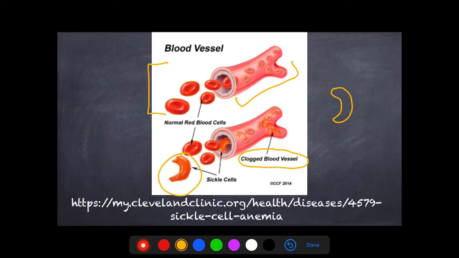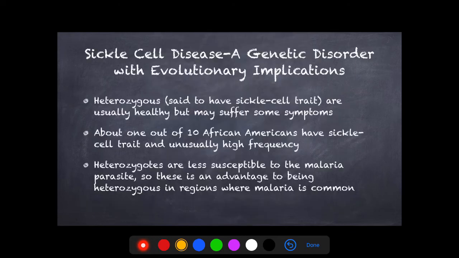They're not able to move swiftly through your blood vessels, and that can cause clogging in your arteries, in your blood vessels. You're not getting blood to the rest of your body. You're not able to move oxygen throughout the rest of your body. And that's why people get sick very easily and fast.